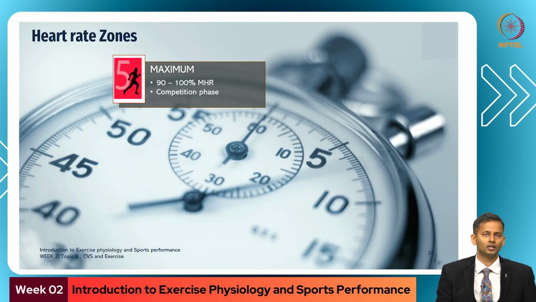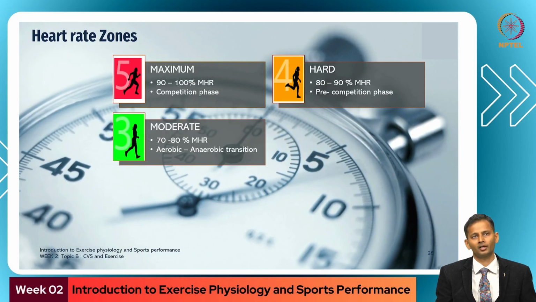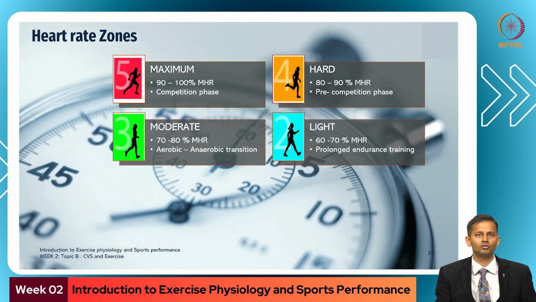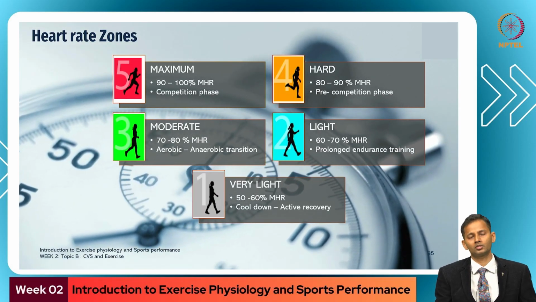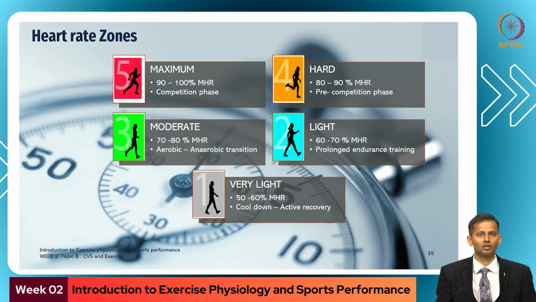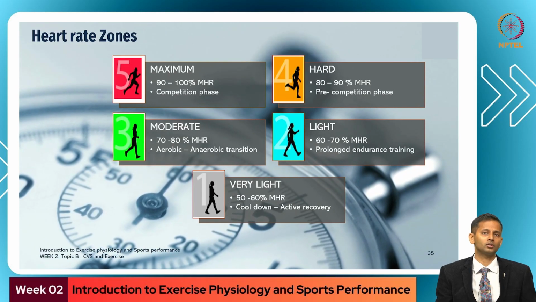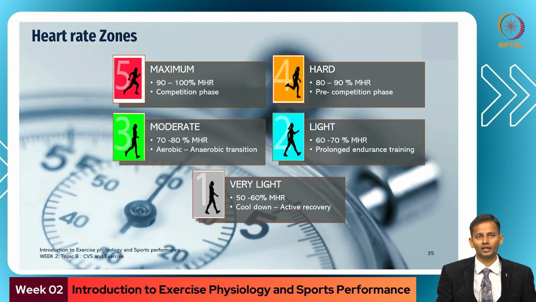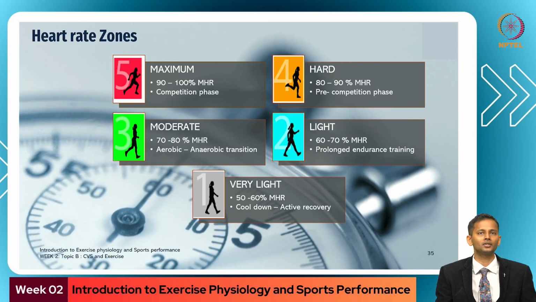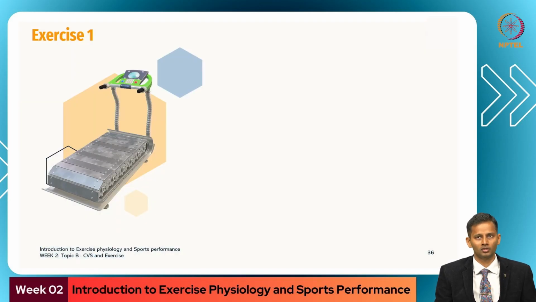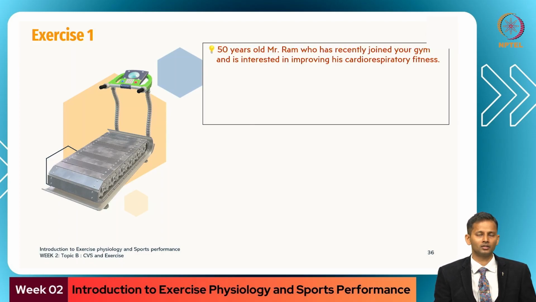Moving ahead, I had discussed various heart rate zones. This slide gives you an idea about the different heart rate zones based on the percentage of maximal heart rate and how they are used in various training phases. You can go through the slide and also go through the reference books that I'll be showing at the end of the talk for further in-depth knowledge. So let's focus on an exercise with whatever we have learned till now.